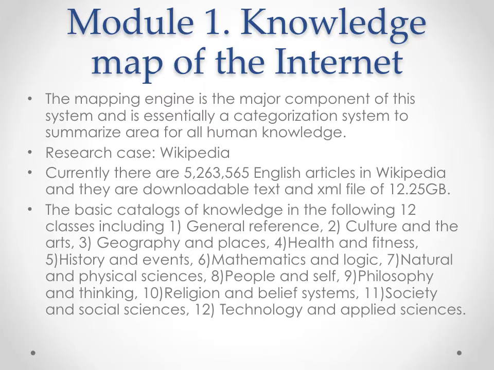Its function is to catalog. It's basically a categorization system to summarize areas of all human knowledge. If we study Wikipedia, currently they have over 5 million English articles, for which the total knowledge is about 12 gigabytes, and it's categorized into 12 different major fields. So that's an example.